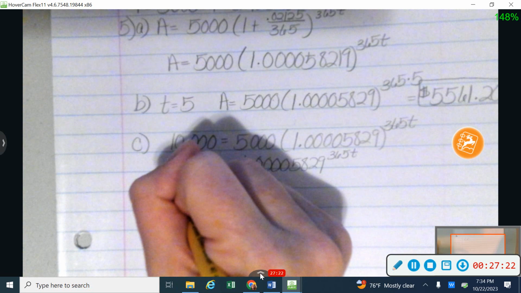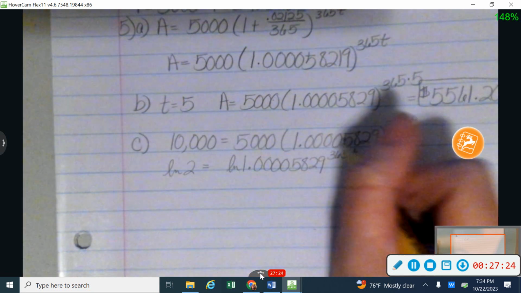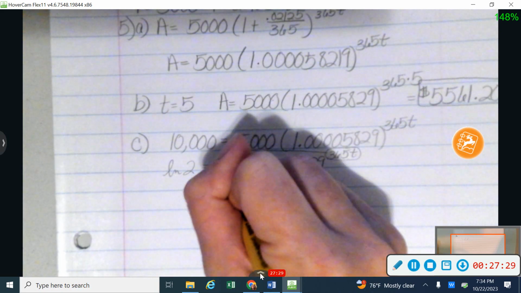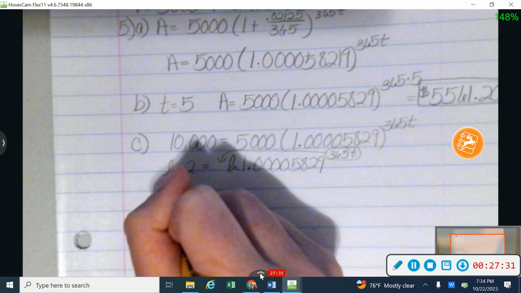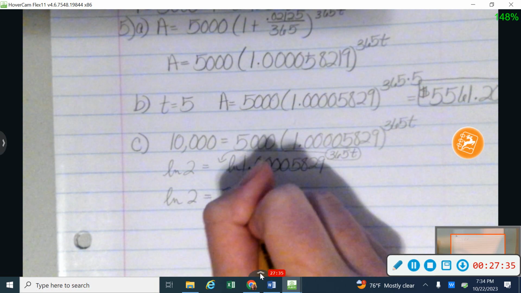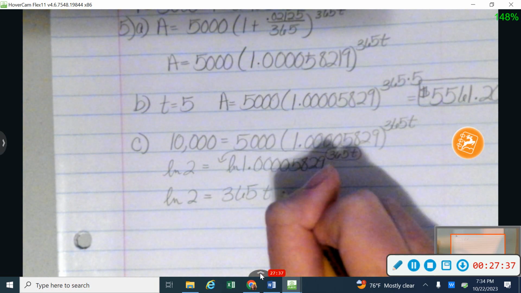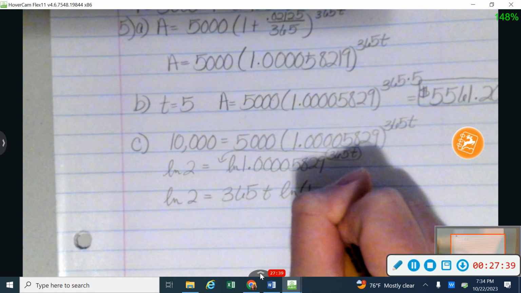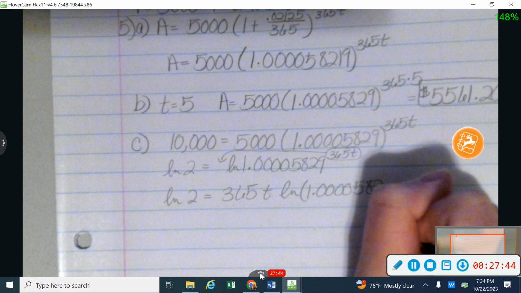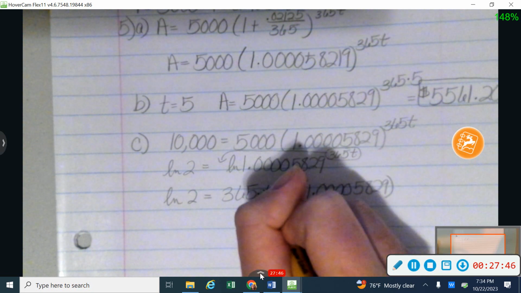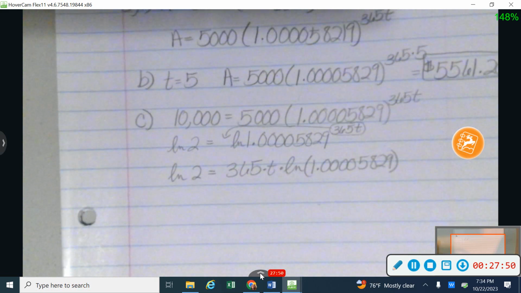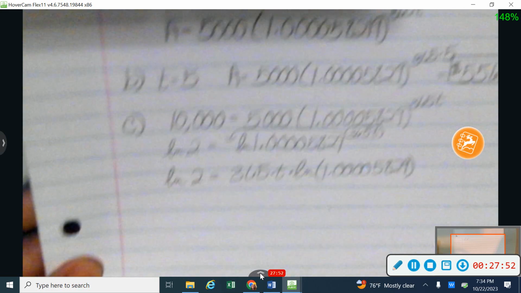And I'm going to take the natural log of both sides. When I do that, my expand rules tell me that I can take that and move it to the front. So that's going to give me the natural log of 2 equals 365 t, natural log of 1.00005829. Just like that, and these are being multiplied together. So I'm going to divide over, and I'm just going to put that directly into my calculator.